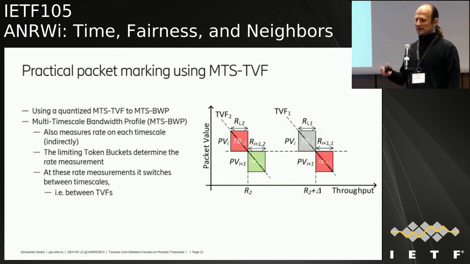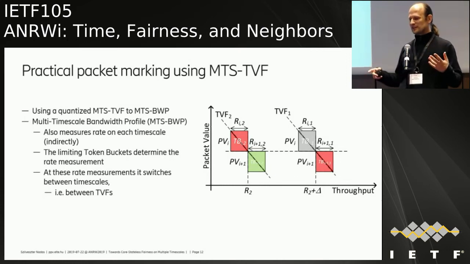So we can look at the multi-timescale bandwidth profile as an indirect measurement of rate on each timescale. And the limiting token buckets would determine the measurements. Again, I can go through all of the details there.